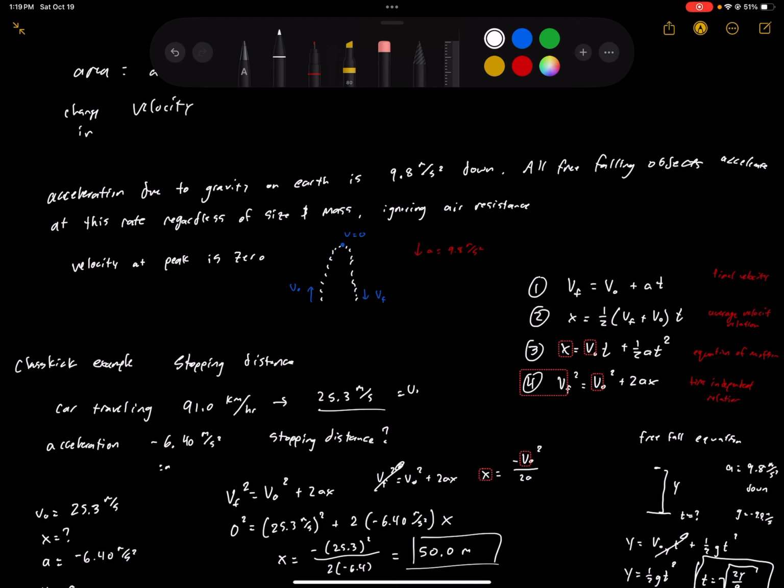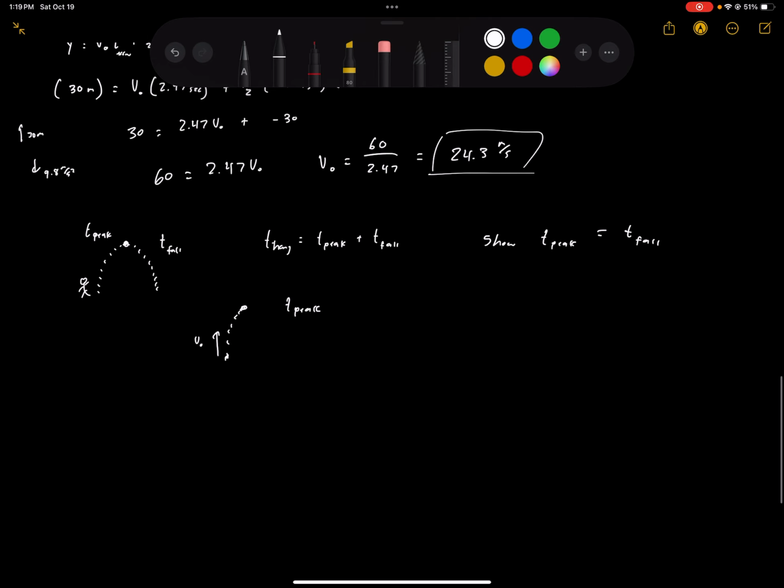Because basically you're moving up with some positive velocity, and then you're going to be coming down with some negative velocity. So by definition, the velocity at the very top has to be 0. So that's something you need to know. At the peak, the highest that you can jump, the velocity is 0. So I'm going to call that VF. We know that VF is equal to 0.